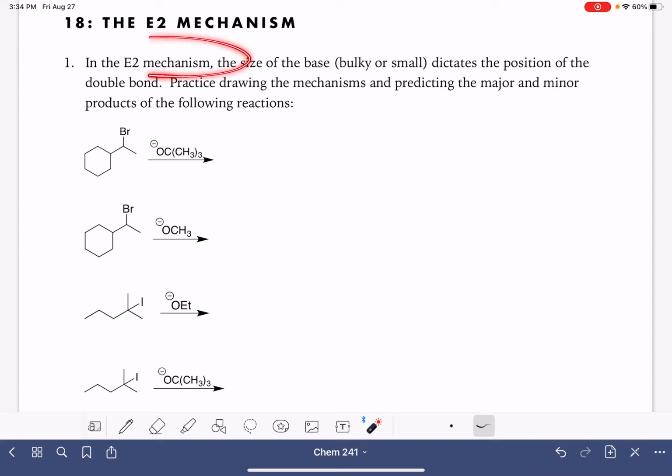Let's practice drawing some E2 mechanisms. So first problem, we've got 4 different reactions. All of these we're going to draw a mechanism for the E2 reaction. First thing that we want to do with these types of problems is identify the carbon that holds the leaving group.